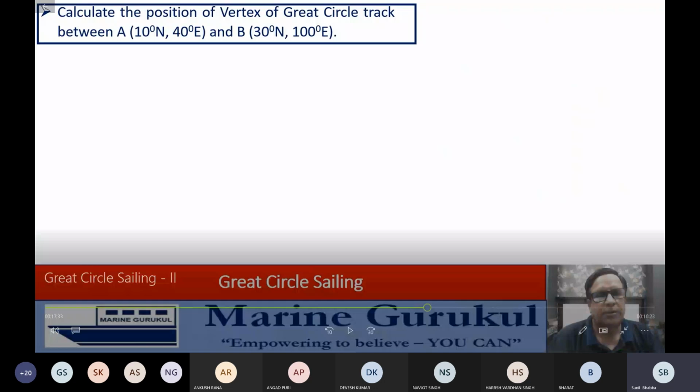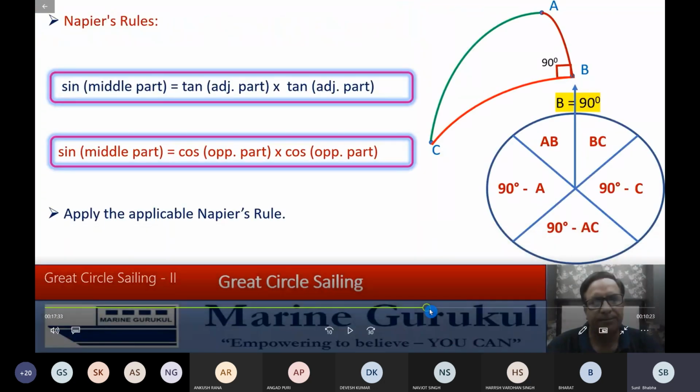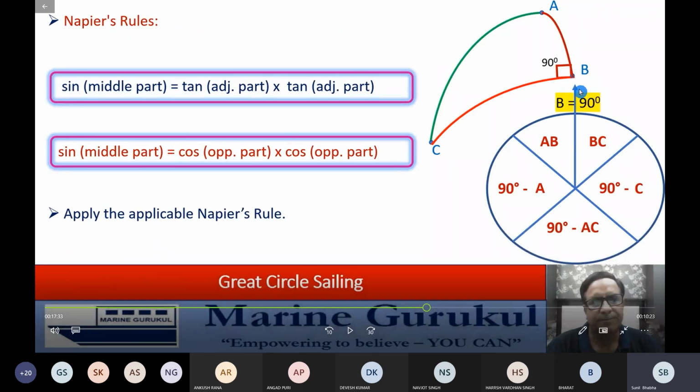Now we, okay, so before we go into the question, let me explain it to you. How do we pick up the middle part and the adjacent part? Beta, in this particular triangle, let me take it to the PDF, just give me a minute beta.